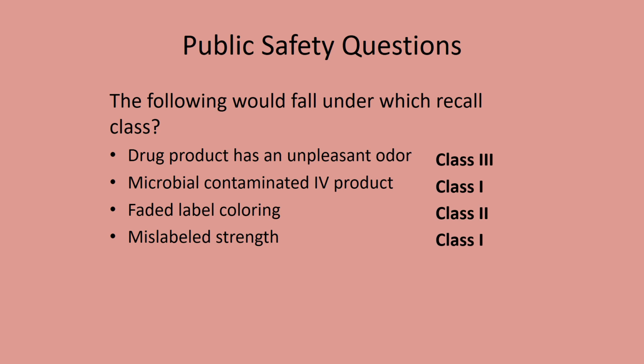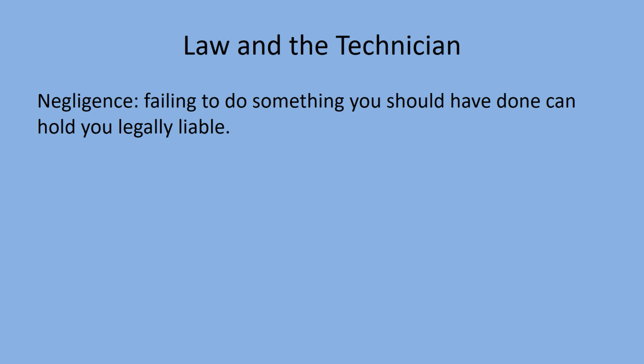An example would be pediatric and adult strength heparin. It's about 100-fold different in strength. And if you were to swap them, adult strength for pediatric use could have severe effects. Can lead to legal action.